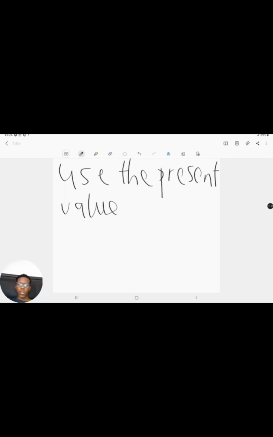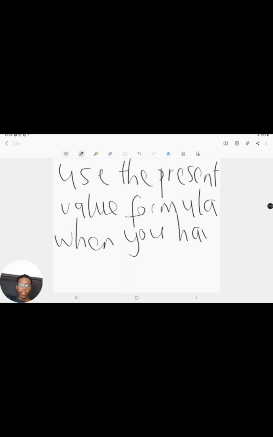It's important. I'm actually going to write this on a separate page of its own so that you don't forget. Use the present value formula when you have money in the present.